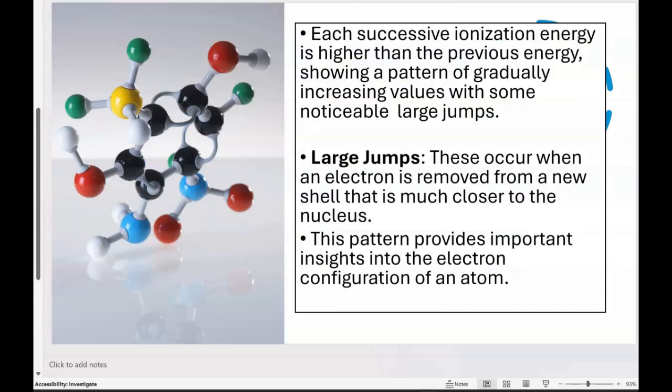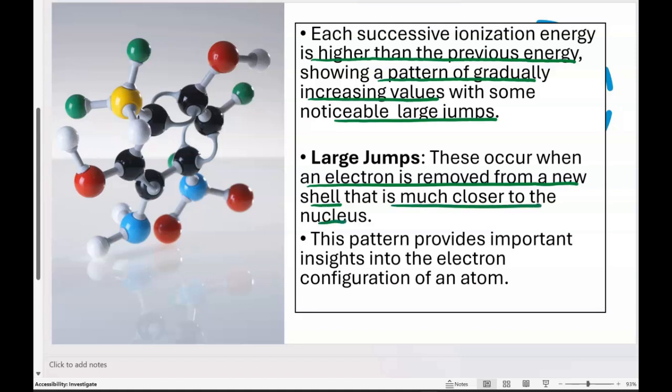Each successive ionization energy is higher than the previous one, showing a pattern of gradually increasing values with some noticeable large jumps. These large jumps occur when an electron is removed from a new shell that is much closer to the nucleus. The successive ionization energy pattern provides important insight into the electron configuration of an atom.